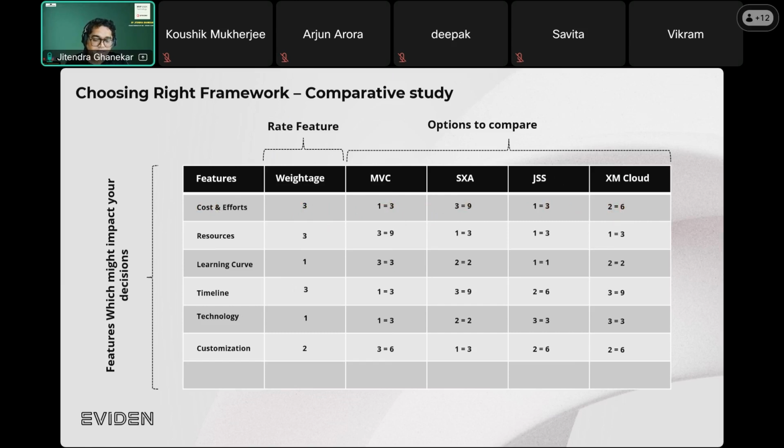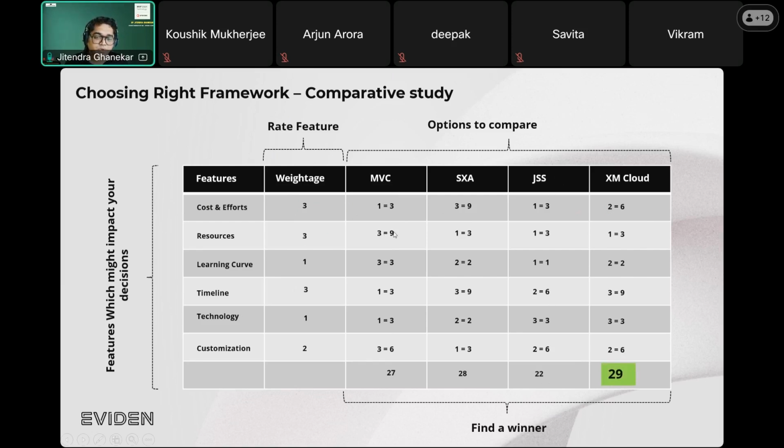Then I calculate this. As per this, my first winner is XM Cloud. You can straight away pick your winner. But again, I'm telling you my method. I don't go directly with this feature. What I'm doing is filtering it out. So what I filter out is MVC and JSS.